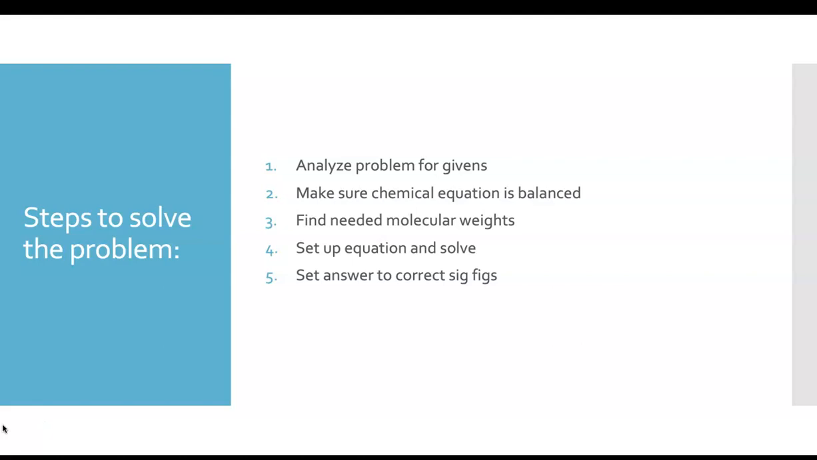The steps we're going to use to solve the problem. First, we're going to analyze the problem for its givens. Two, we're going to make sure the chemical equation is balanced. Three, we're going to need to find the molecular weights. And four, we're going to set up the equation and solve. The last step is going to be making sure that the answer is in the correct number of sig figs.